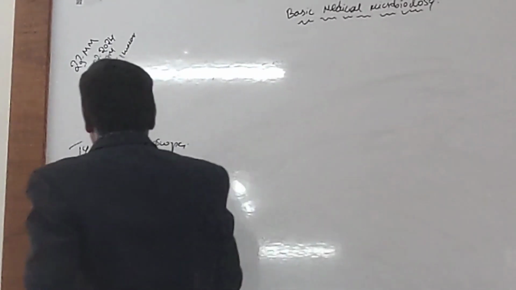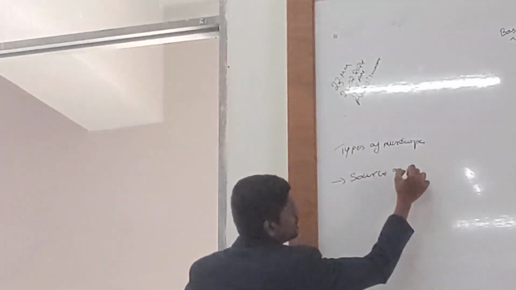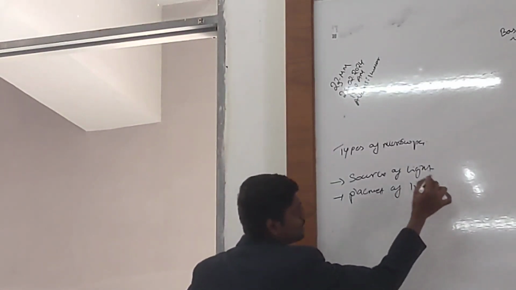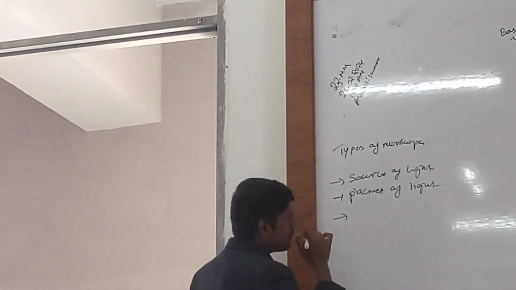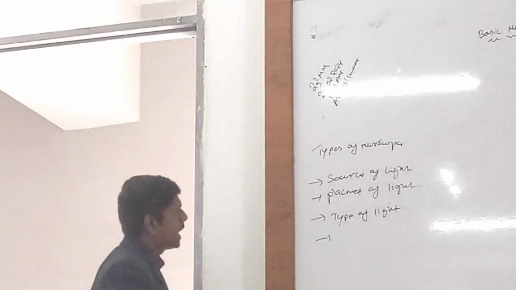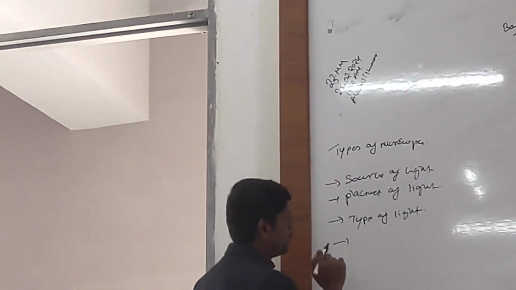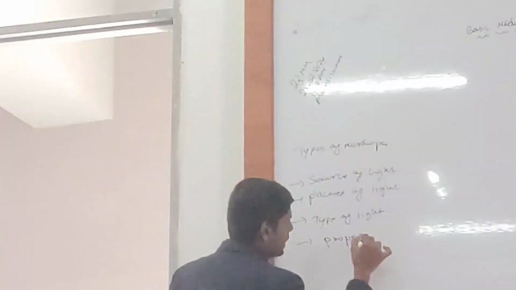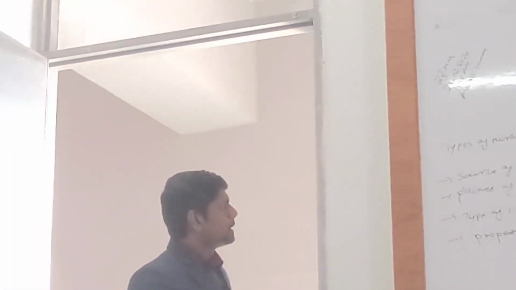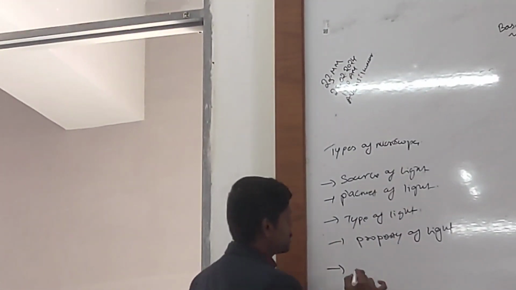Types of microscopes. First I will discuss that microscopes are divided based on their source of light, placement of light, type of light used, and also based on their property of light and measuring of light.